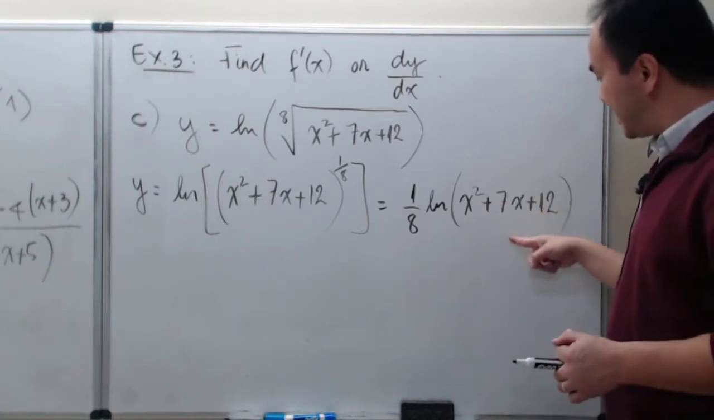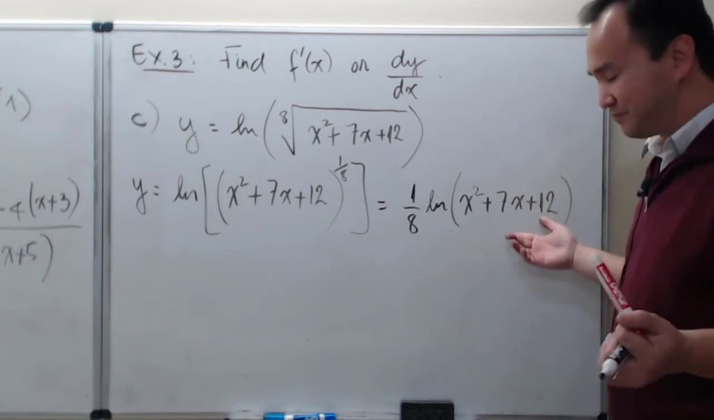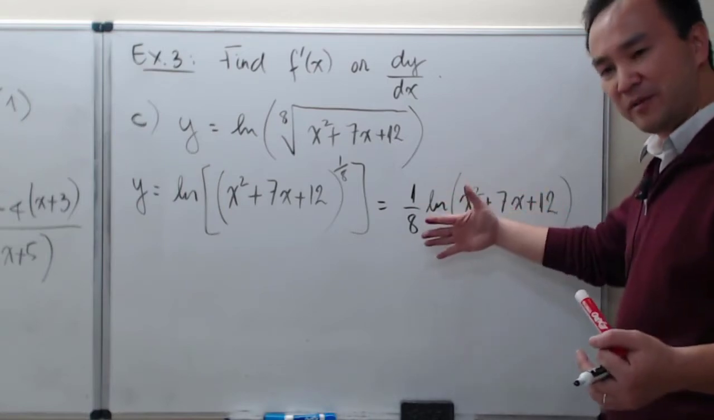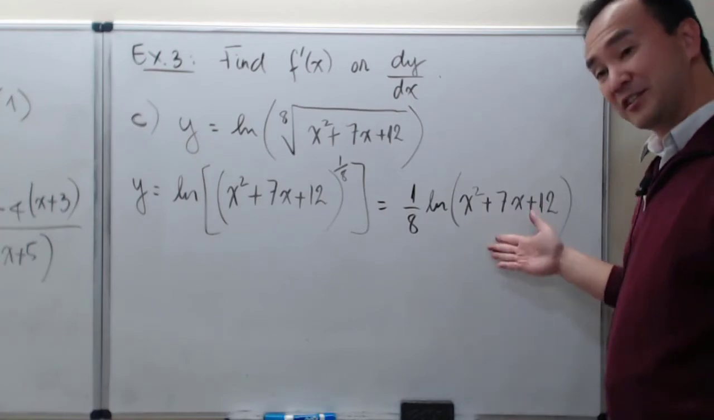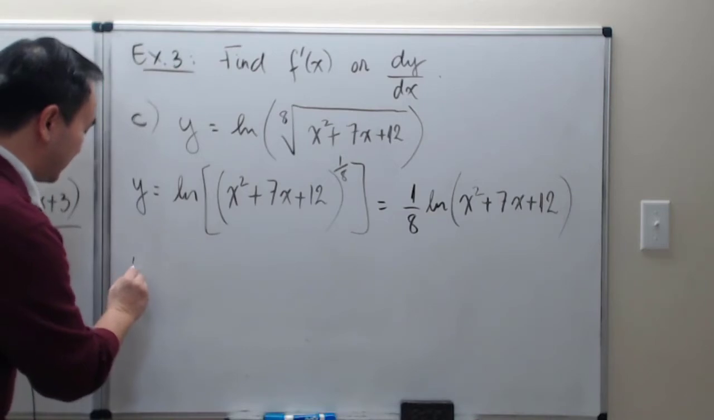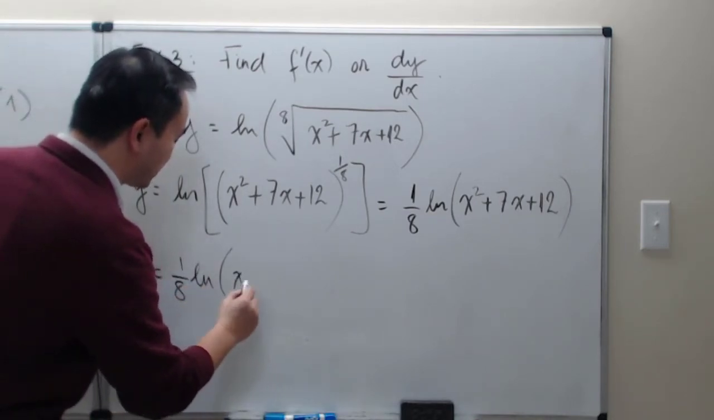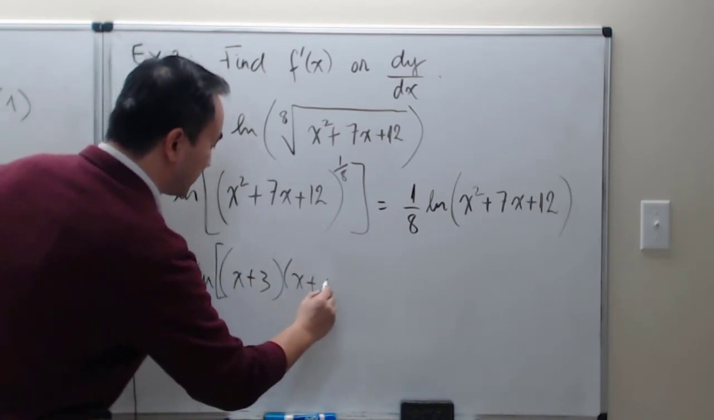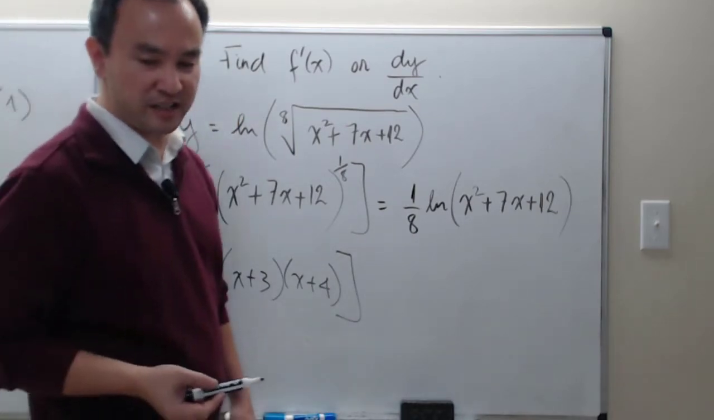In case the quadratic here is not factorable, then go ahead and take all that as an inside function and start applying your chain rule from here, which is just fine. But since I can break it down even further, let's do it. So that means I'm looking at 1/8 times natural log of x plus 3 times x plus 4. If we can keep breaking it down into smaller little chunks, why not?